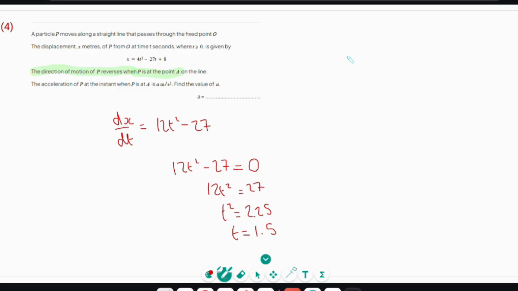But we want the acceleration at that time. So let's differentiate our velocity, which will give us a formula for acceleration. And now we can sub in our 1.5, which will give us the acceleration, which is 36.